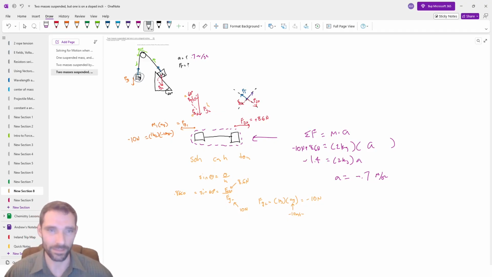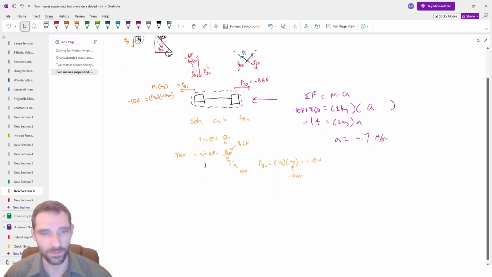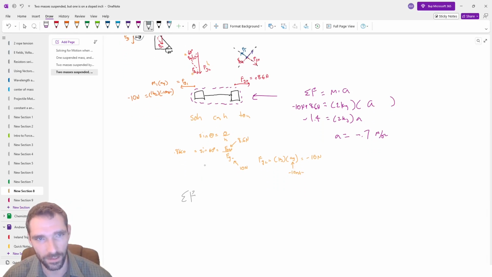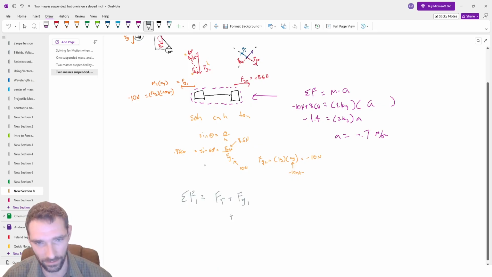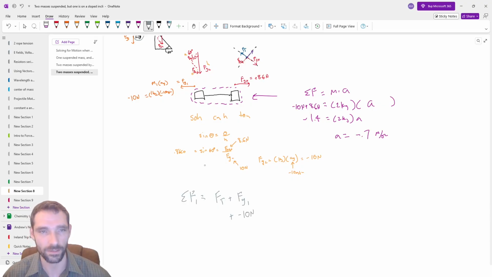Probably the easiest one for the force of the tension is to focus on object 1, because then we don't need to worry about any of that trig function stuff. So if we look at the sum of forces in object 1, you have that force of tension plus the force of gravity on object 1. We already calculated that force of gravity for object 1 might be thought of as negative 10 newtons. So that's going downward, being negative. That means the tension should be a positive. The sum of forces should be a negative because the acceleration that we're experiencing is a negative number.